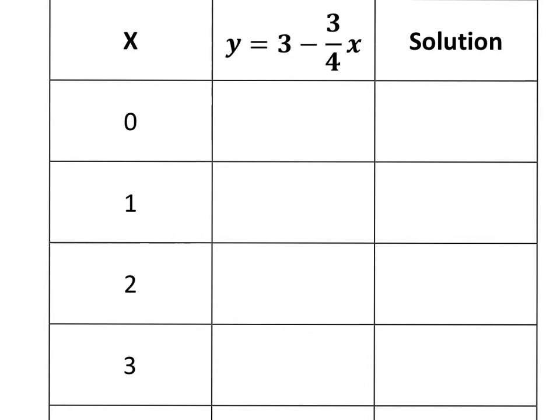In the middle column, we're going to put our equation that's already in y equals form. And then in that last column, we're going to say, is it a solution? And if it is, we're going to say what the solution is. If it's not, we're just going to write no.